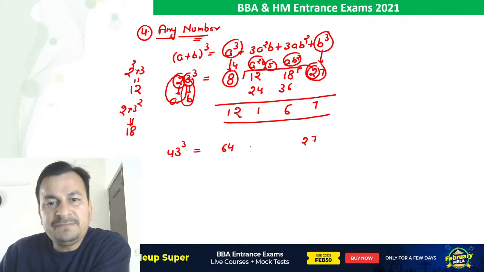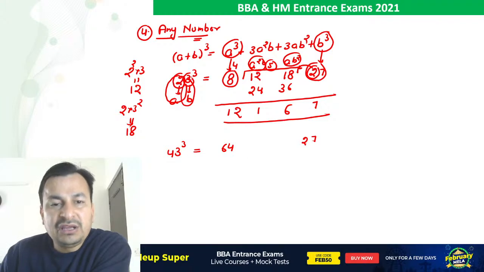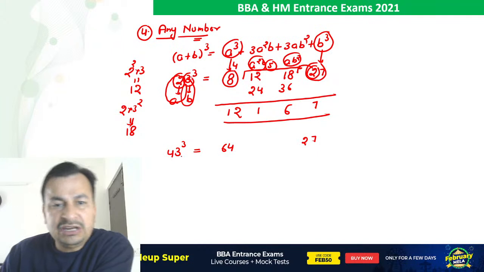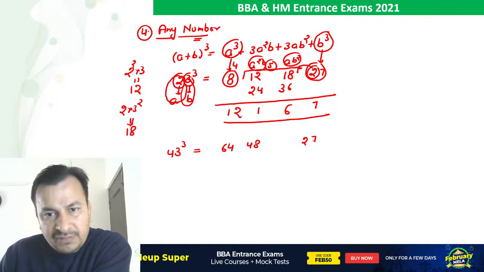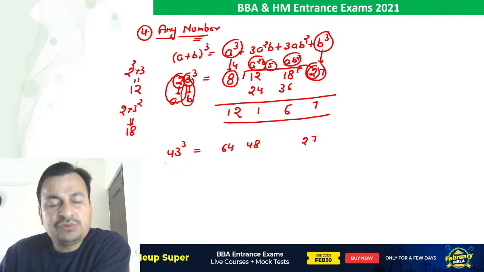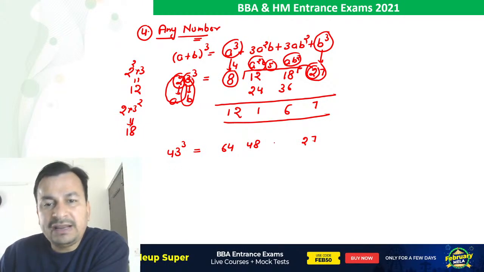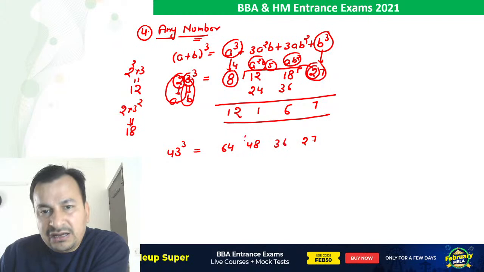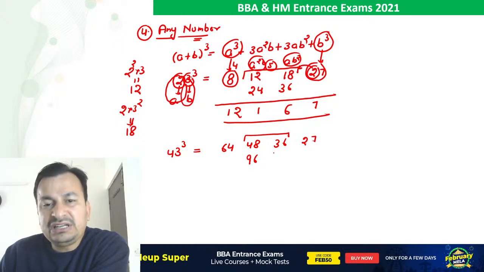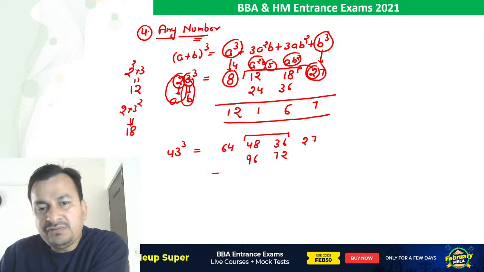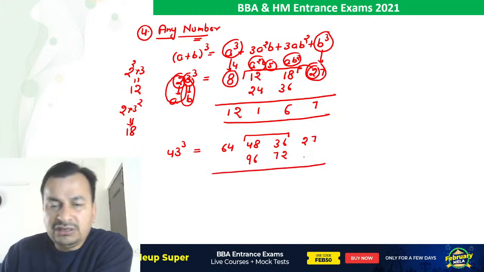Now second term will be a square b. So 4 square into 3. 4 square is 16. 16 into 3 is 48. Third term will be ab square. 4 into 3 square, 4 into 9 is 36. And then now we will simply twice these two middle values. So 48 multiplied by 2 is 96. 36 multiplied by 2 is 72. And now we will simply add these two numbers.